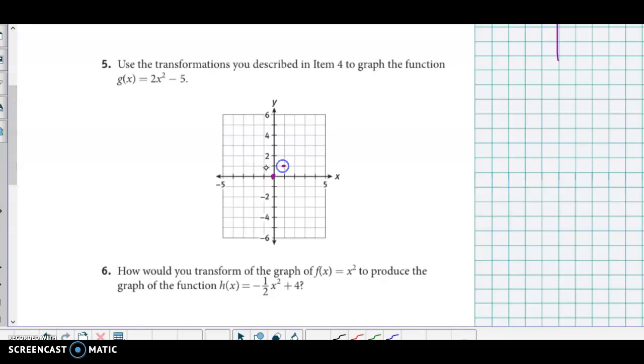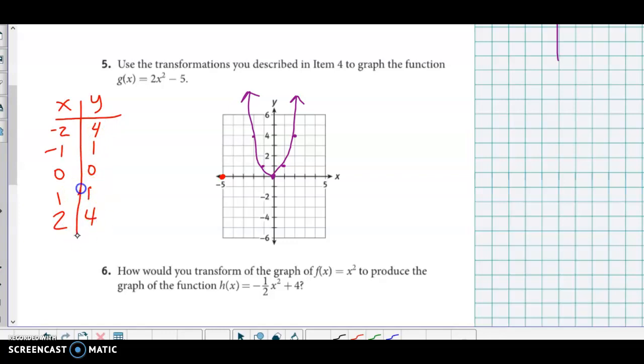So here is our parent function. I'm going to do that in purple. And then the new one I'll do in red. So now we're over here at negative 5. Remember, negative 2, negative 1, 0, 1, and 2 for our counting: 1 and 4. So since a is 2, it's going to get skinnier. So essentially we're taking all of these and multiplying them by 2.